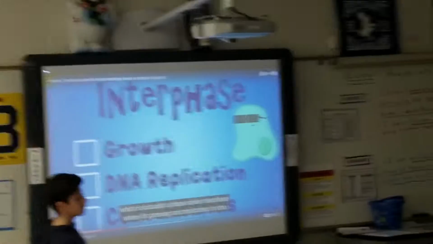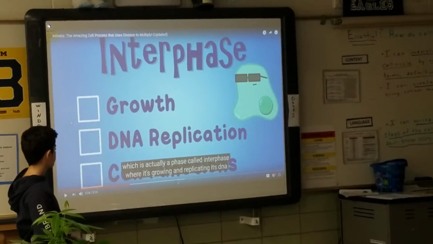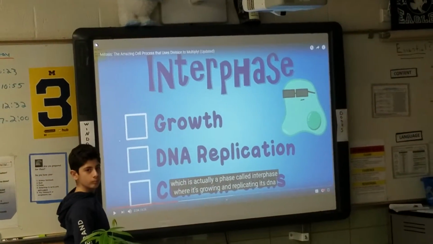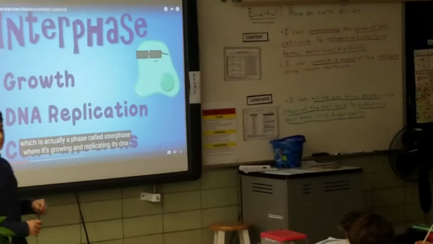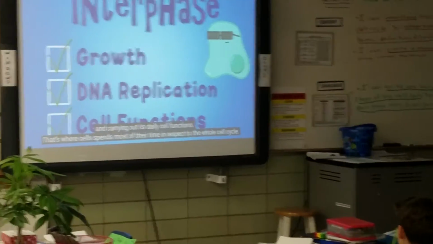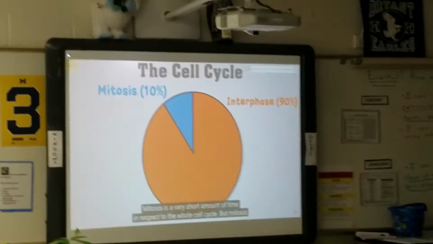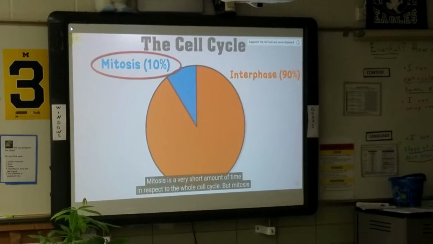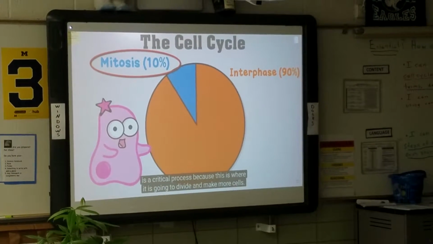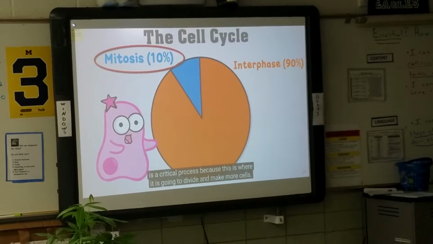So if you can look up there, I see the word interphase. So that kind of lets me know that we have some stuff coming up, right? Okay, go ahead, Mahmoud. You can hit the screen. It's called interphase, where it's growing and replicating its DNA, carrying out its daily cell functions. That's where cells spend most of their time in respect to the whole cell cycle. Mitosis is a very short amount of time in respect to the whole cell cycle, but mitosis is a critical process because this is where it is going to divide and make more cells.